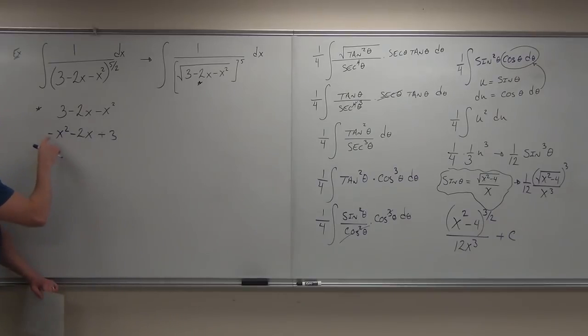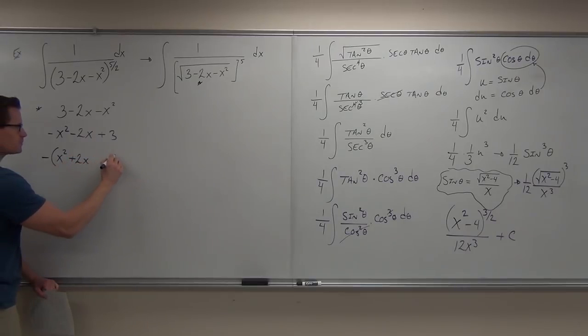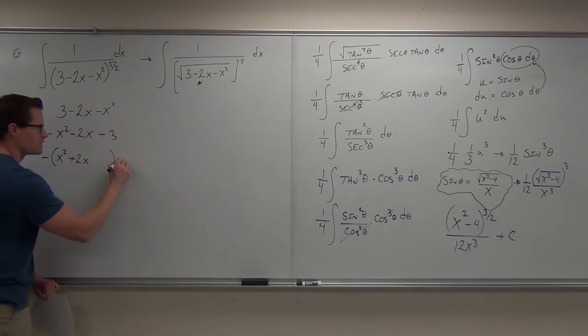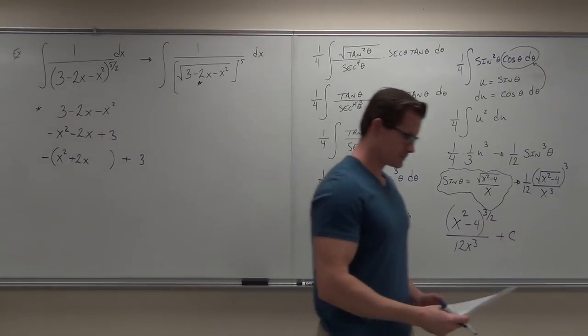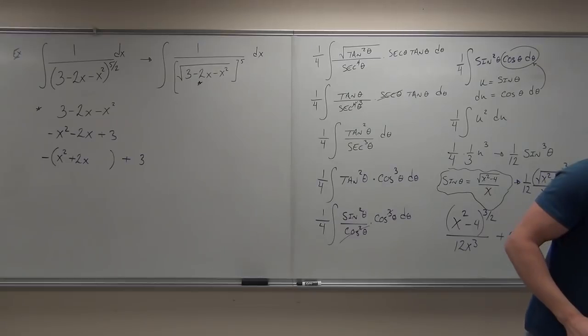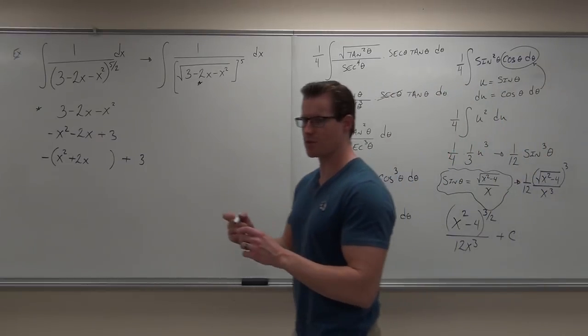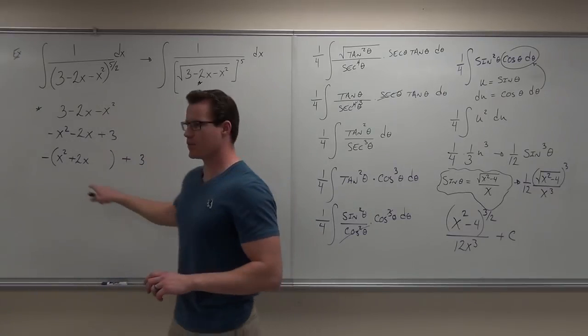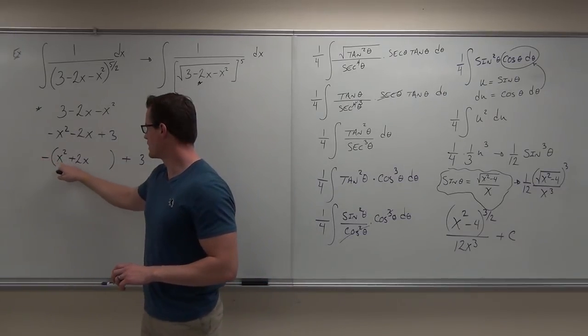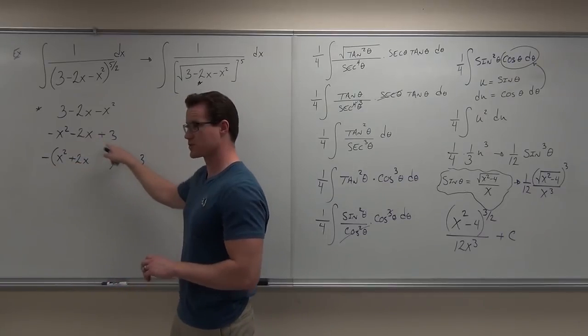Next thing you do, you make sure that first term's positive. That's got to be the case. So what I'm going to do is I'm going to factor out this negative here. I'm going to have x squared plus 2x. I'm going to leave some space here. I'm going to leave that plus 3. You'll see why. It's completing the square. You guys okay with that one? So notice this is negative x squared, this is minus 2x, but the plus 3, I'm leaving that alone.